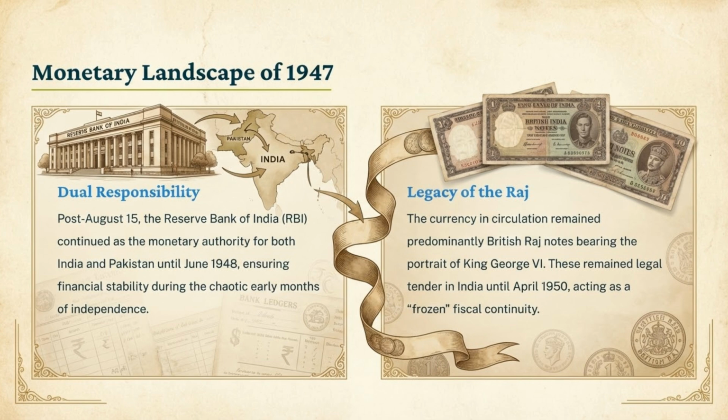In the chaotic early months after independence, the Reserve Bank of India maintained a dual responsibility, acting as the monetary authority for both India and Pakistan until June 1948. Despite independence, the currency remained the legacy of the Raj, featuring King George VI's portrait and acting as a, quote, frozen fiscal continuity until April 1950.